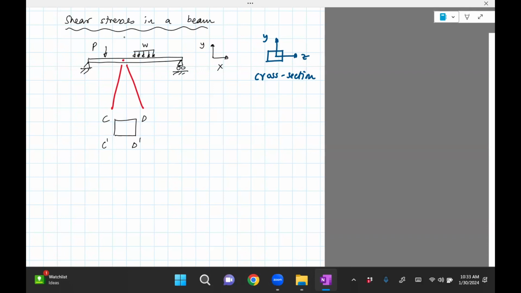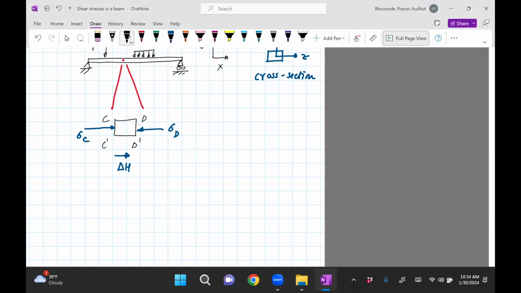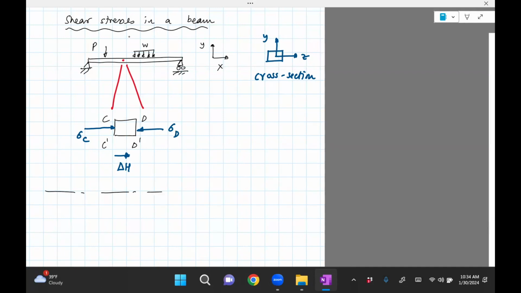Now, given that this section is loaded, there's no reason to believe that there won't be any normal stresses. So let's assume that the stress on face C prime is sigma C and on the other it's sigma D. Okay, so then the net difference in the normal stress leads to a shear force, which is going to be resisted by delta H. Okay, so when I draw this, I'm actually drawing a cross section.